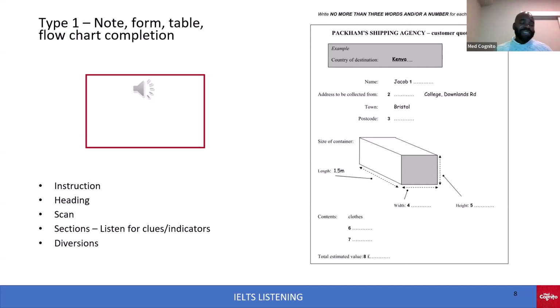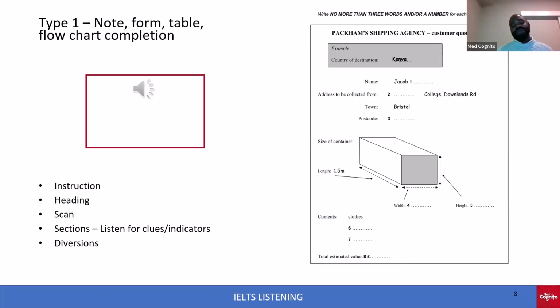The second point is the heading. For this particular question that we are looking at, the heading is Packham's Shipping Agency Customer Quotation Form. So this gives us a general idea of what we are to listen to, of the audio that we are going to be listening to in a moment. So please pay attention to the heading.